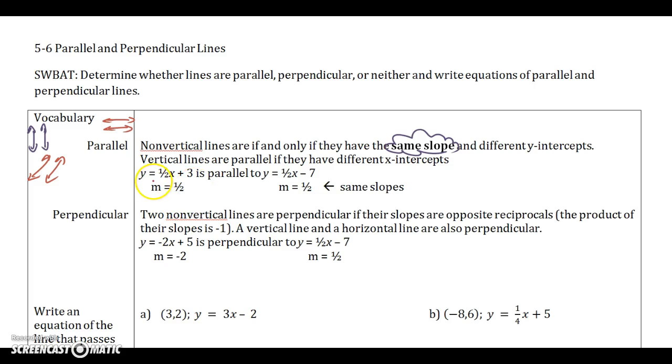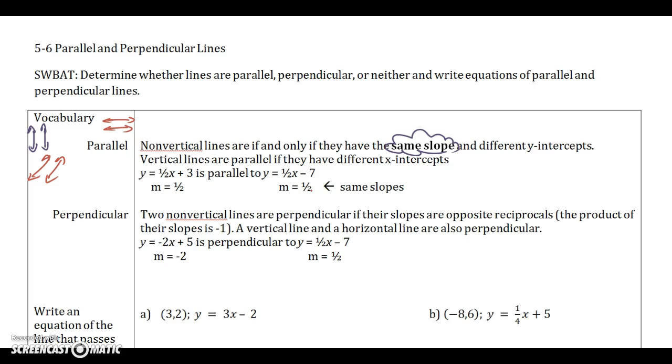So here's the first equation, y equals 1/2 x plus 3. And that is parallel to y equals 1/2 x minus 7. Why? Because the slope of this line is 1/2. Slope of this line is 1/2. Same slope means that they are parallel.